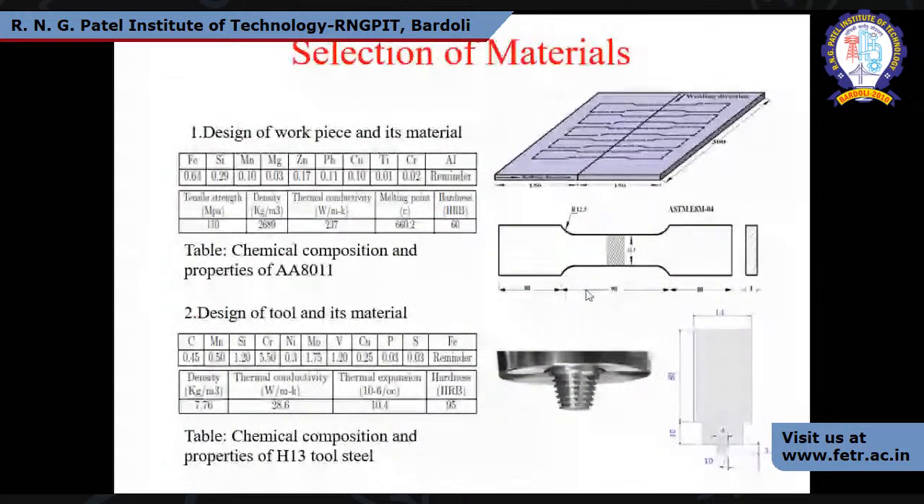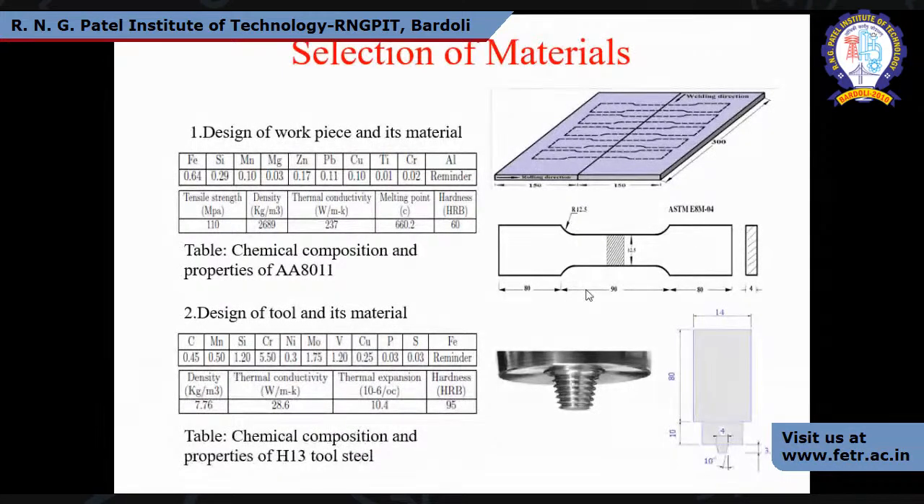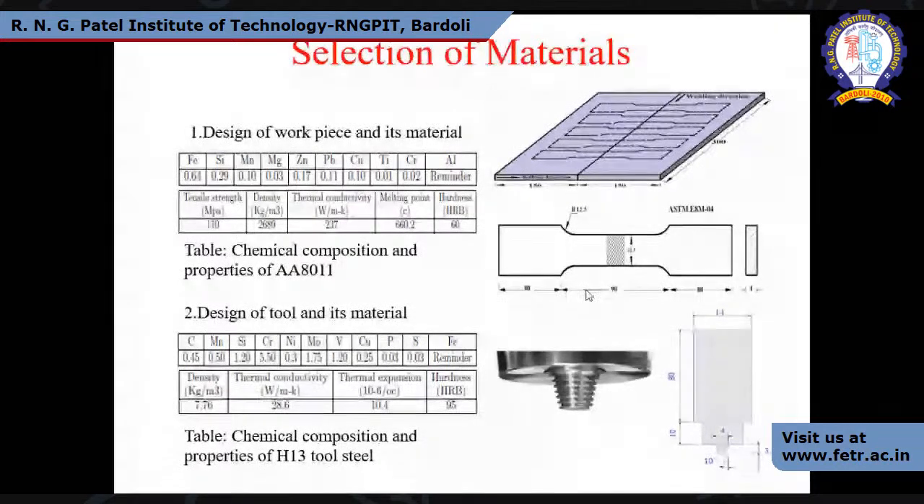Now, whenever we are selecting the material, we definitely need to consider the particular application. Whenever I did the experiment, I needed to focus on the aerospace industry. As we have already discussed, the 2000, 7000 and 8000 series of aluminium alloys are widely used in the aerospace industry. So I selected one aluminium alloy, AA8011, whose characteristics and composition are shown on the screen.